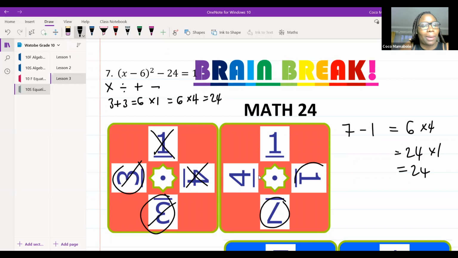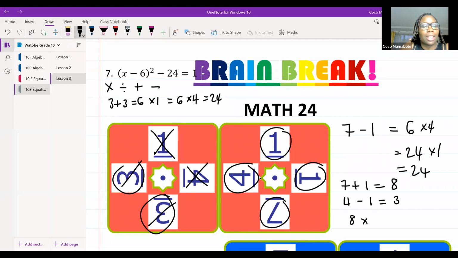I'm going to take 7 plus 1. 7 plus 1 is equal to 8. And then 4 minus 1. 4 minus 1 is equal to 3. And 8 times 3 is equal to 24. All right, we could do that as well. Okay, that's a pretty nice one. I thought that was nice.